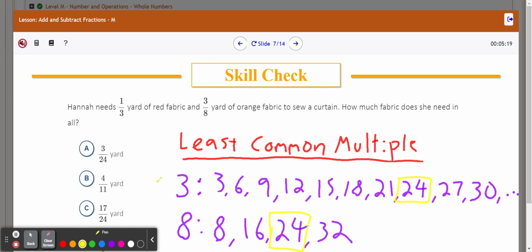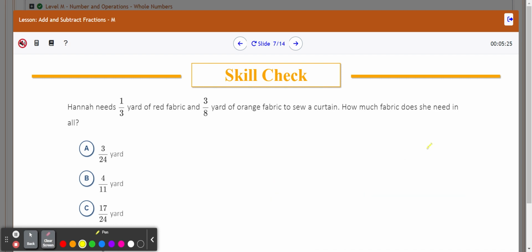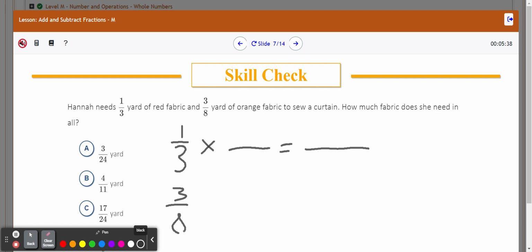Now that I found the least common multiple, I'm going to set up equivalent fractions, which we did in the last lesson. So we'll take our first number, and this is how I set it up: 1/3 times blank equals blank. And then I do 3/8 times blank equals blank. I set it up just like this.